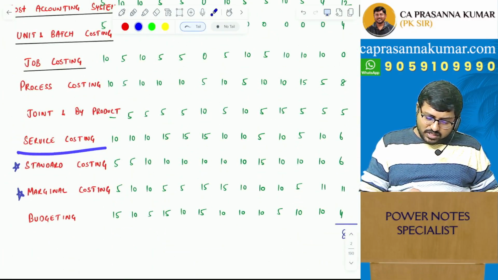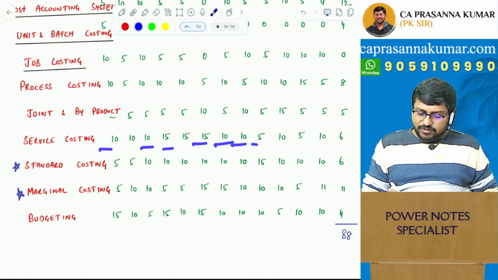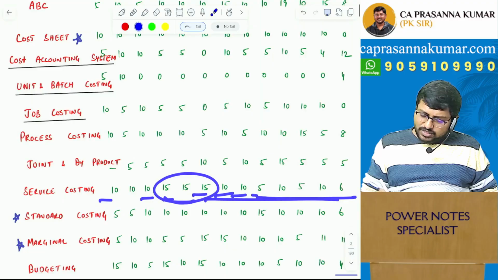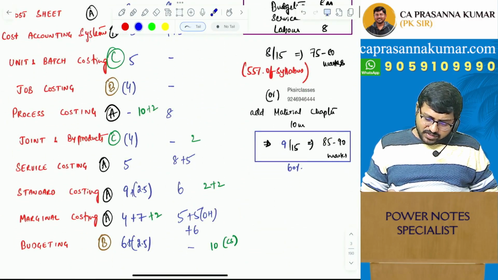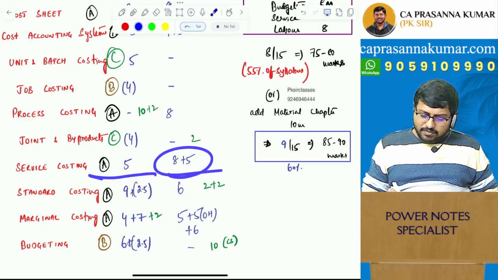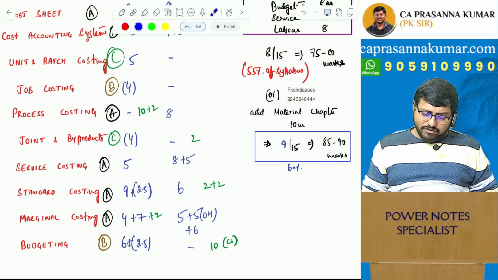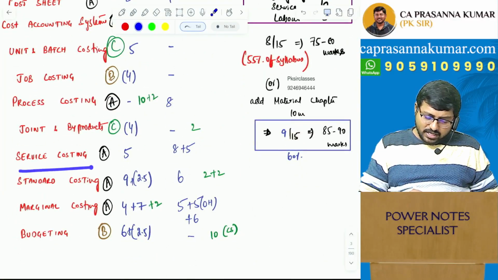Moving on to next one, service sector costing. Important, 10, 10, 10, 15, 15, 15, literally 15 3 times, right? And then on an average you're getting 10. Of course there are some 5s and 6s. And what about here? 5 and then 8 plus 5, 13 marks in the last attempt. Okay, latest attempt. So therefore, in next attempt, maybe it can come on an average, but no way it's gonna come less than 8 marks. So therefore, it belongs to A category and it is important.